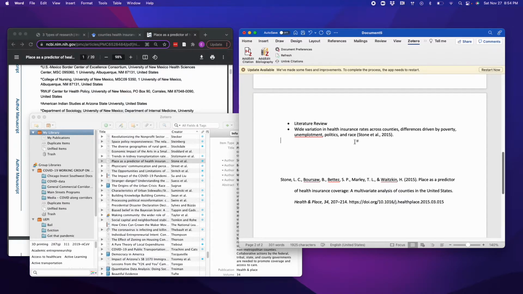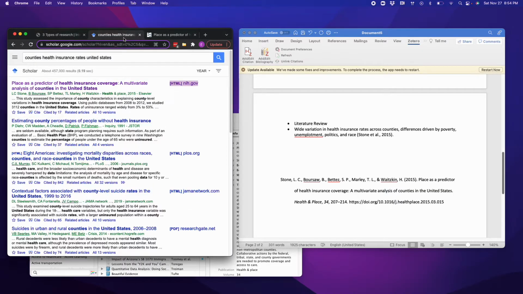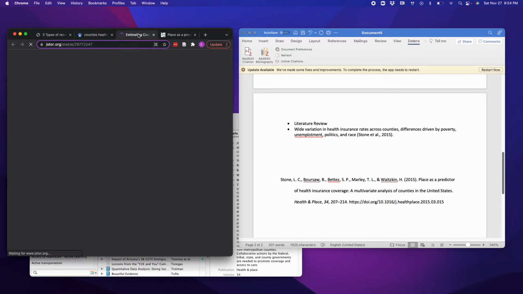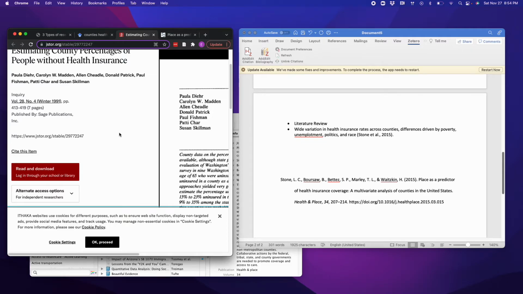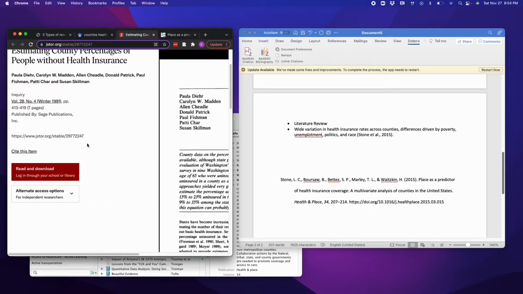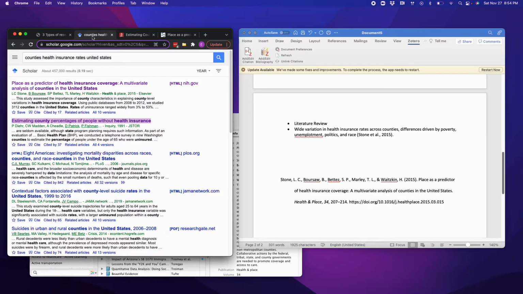Okay, so I know that there's one article on the subject that I'm studying. Let me go find another one. I know the second one is pretty closely related, estimating county percentage of people. I'll open it and take a look. Unfortunately, this one I don't have public access to. I would have to log in through the library to read it. And I could do that. You should know how to do that.